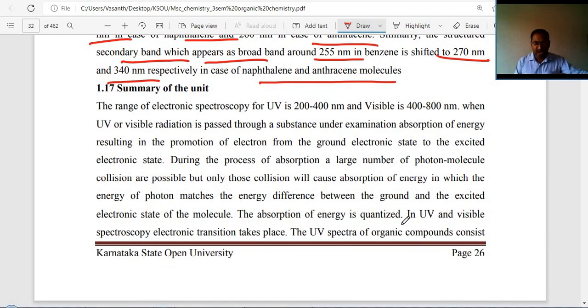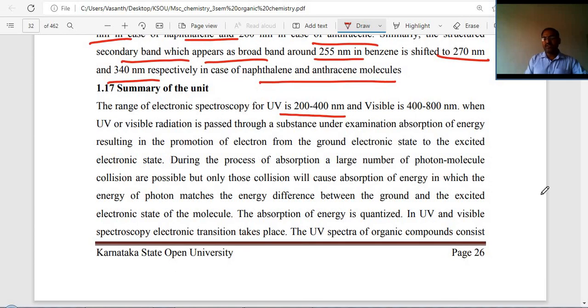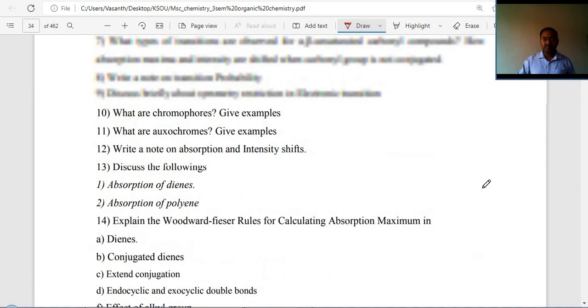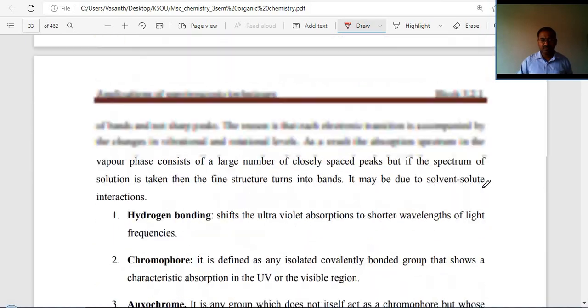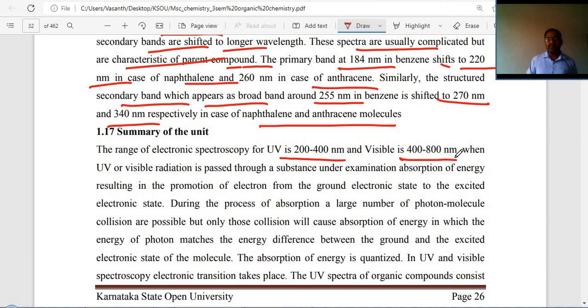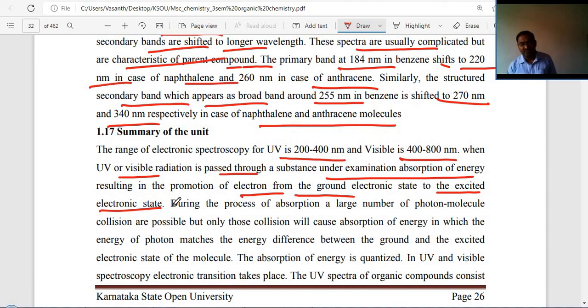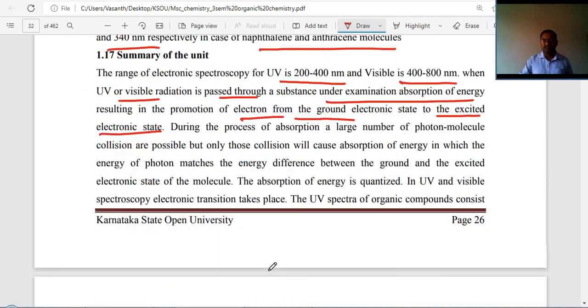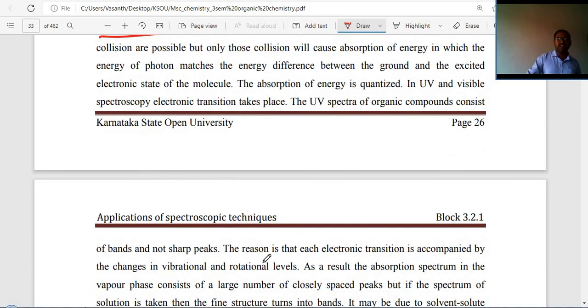Dear students, now I'll summarize this unit. The range of electronic spectroscopy for UV is 200 to 400 nanometer. Visible is 400 to 800 nanometer. When UV or visible radiation is passed through a substance under examination, absorption of energy results in the promotion of an electron from the ground electronic state to the excited electronic state. In UV and visible spectroscopy, electronic transition takes place.